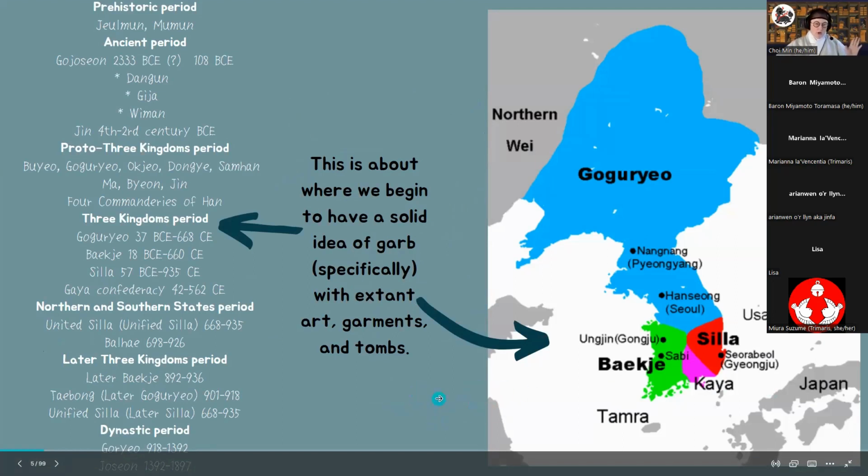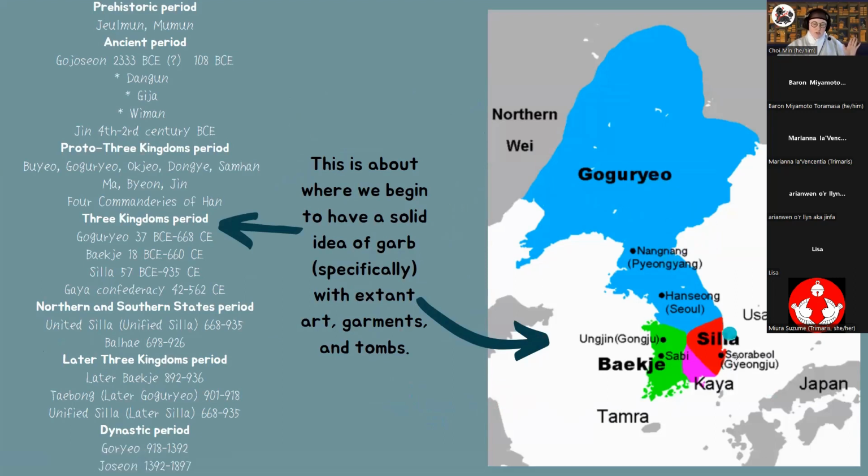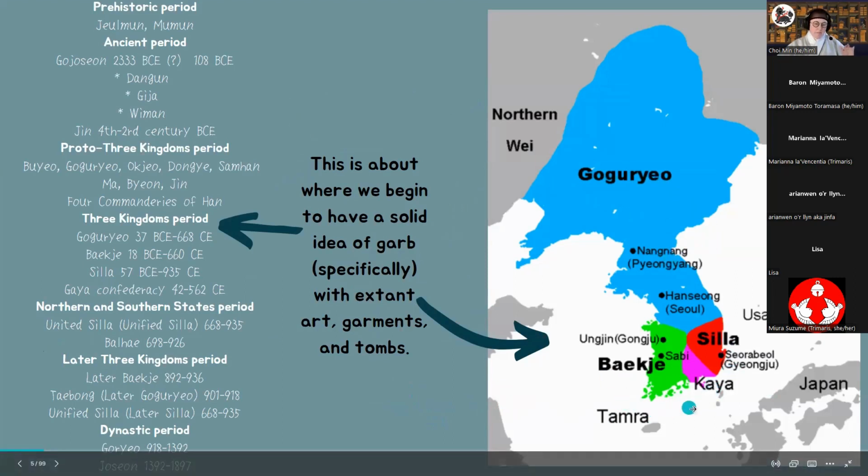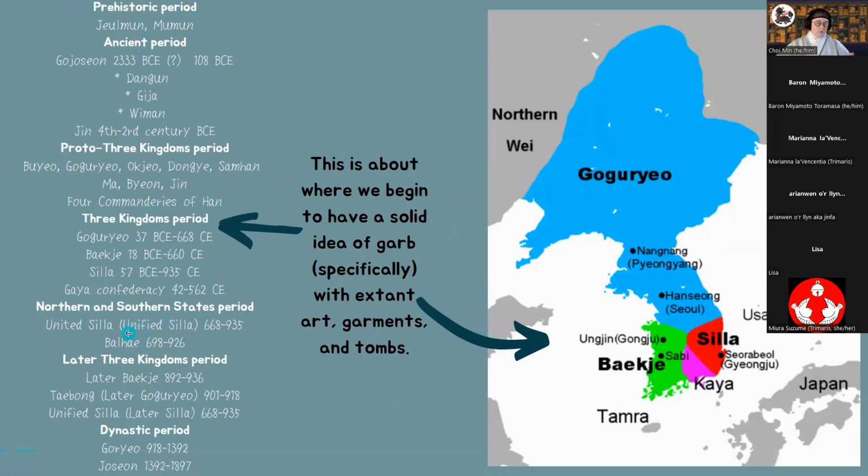We're starting here with Goguryeo and Silla and Baekje and Gaya, and as you can see here, I pulled this timeline from Wikipedia because it was easy. So we're not covering the prehistoric period. We're not covering these ancient periods like Gojoseon and the proto three kingdoms. We're just starting with the Three Kingdoms period.